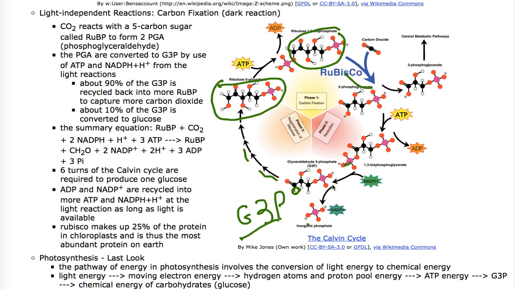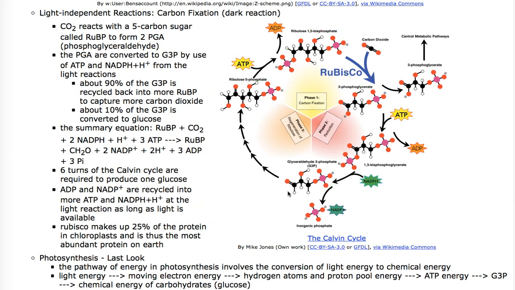Some of the G3P is actually sent off to make good old glucose. Oops, I'm getting a messy diagram here. Some of the G3P is actually sent off to make glucose. The rest is recycled into more RuBP to capture more CO2.